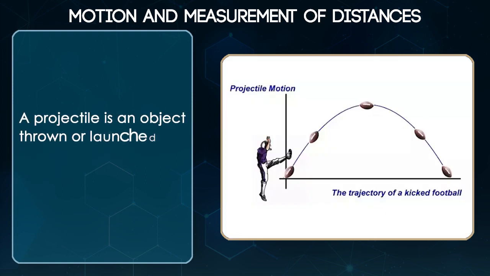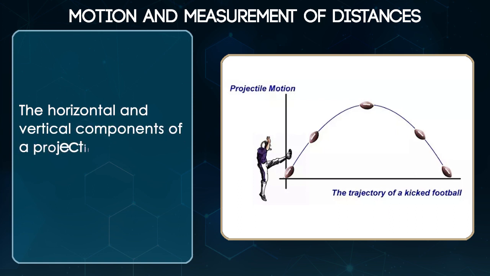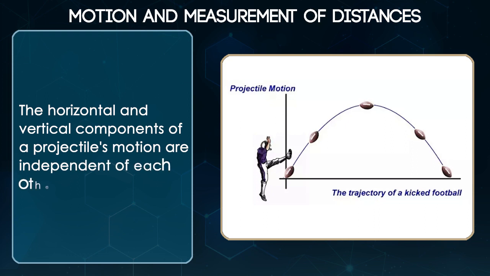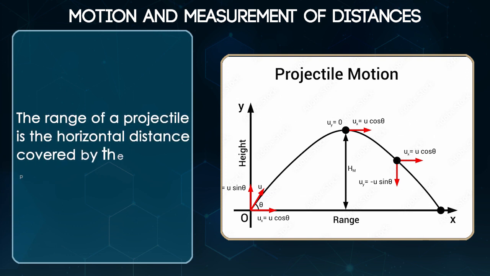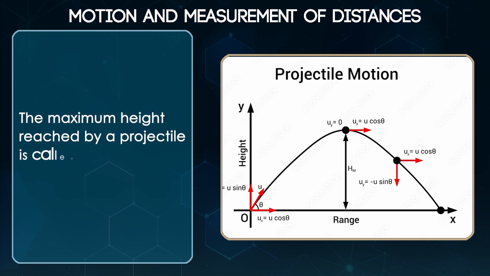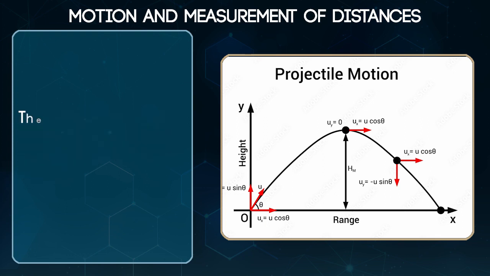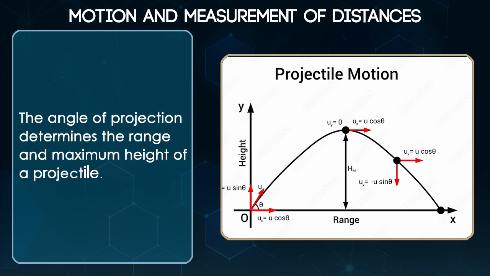The projectile is an object thrown or launched into the air. The horizontal and vertical components of a projectile's motion are independent of each other. The range of a projectile is the horizontal distance covered by the projectile. The maximum height reached by a projectile is called its maximum height. The angle of projection determines the range and maximum height of a projectile.